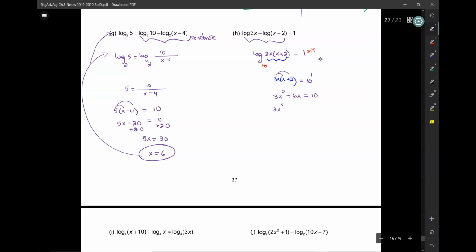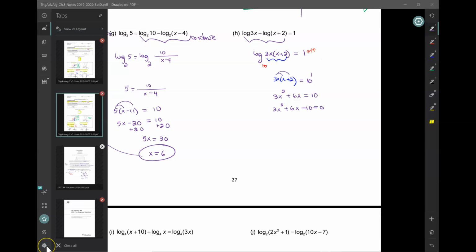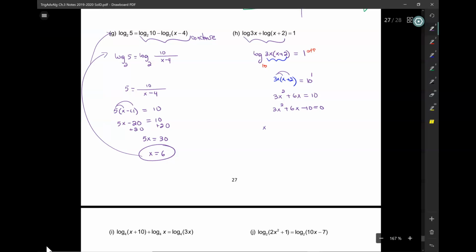Bring the 10 over. Now what? Does that work? Are you sure? Huh? So x is negative b plus or minus the square root of b squared minus 4ac, over 2 times a.